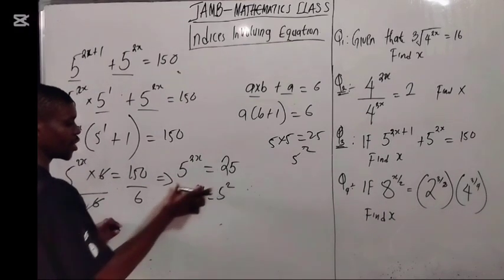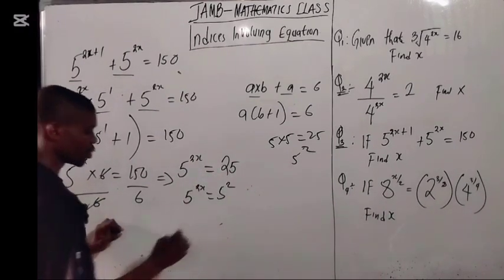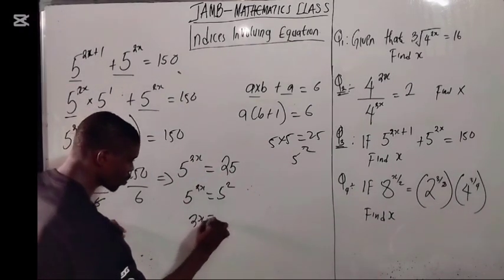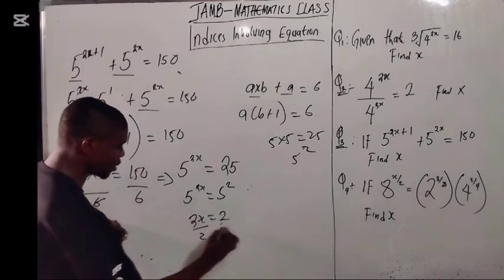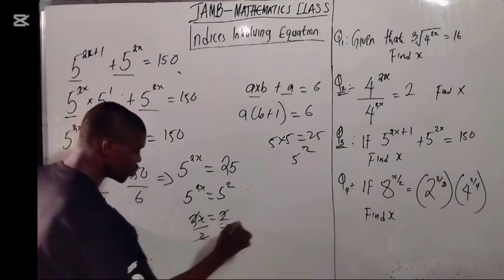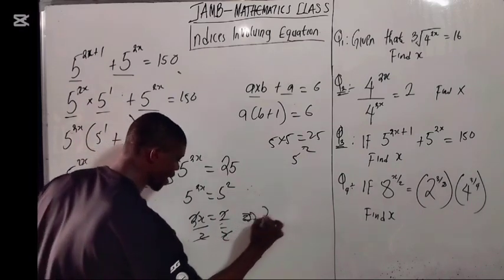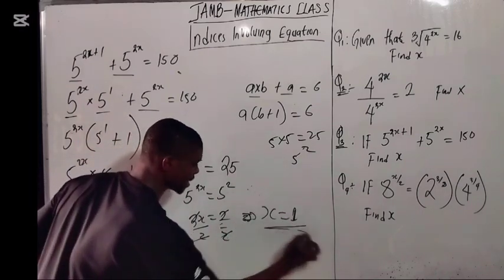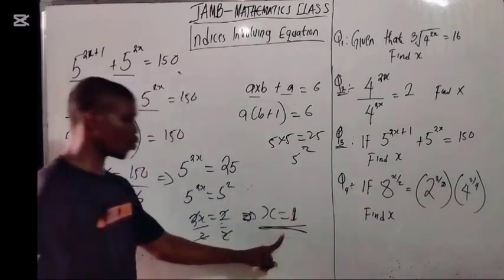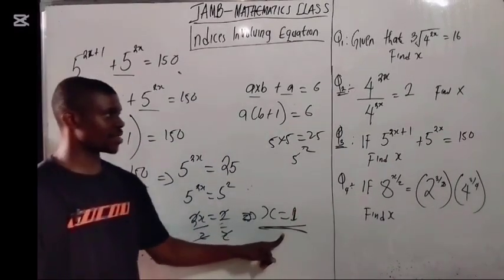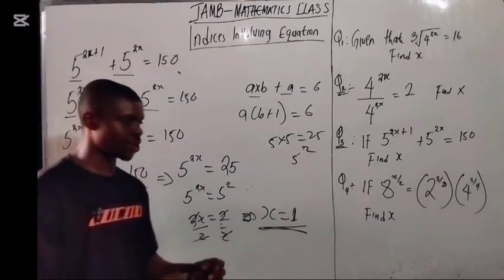So what I want to do here is equate the powers. So we have 2x equals 2. Divide both sides by 2, and x equals 1. My x is 1 here. So yes, x is equal to 1. As easy as that. That's why it's called a simple linear equation.